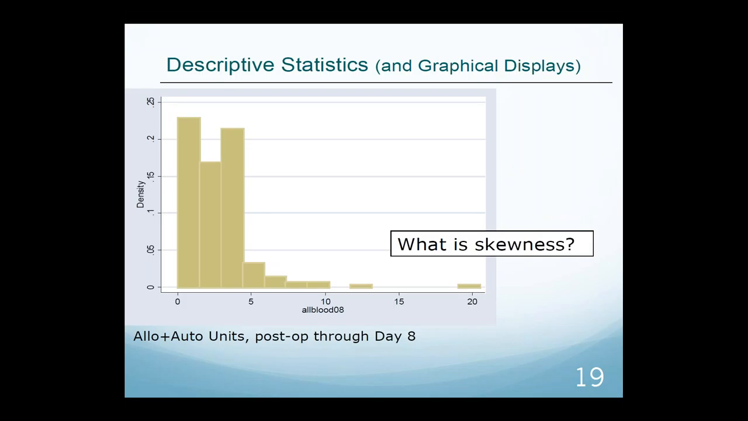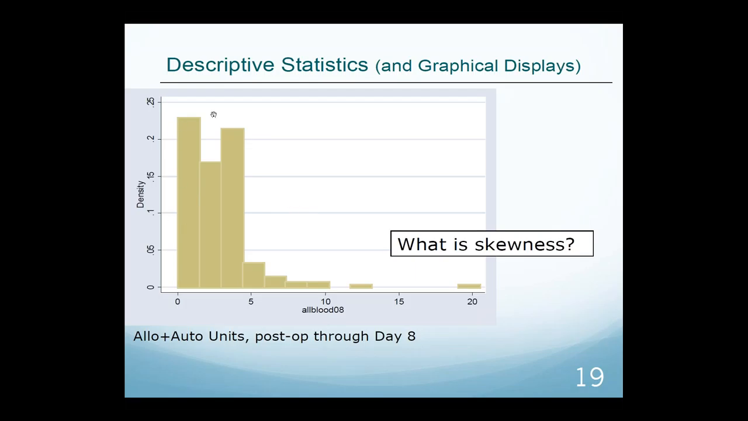So let's talk about some descriptive statistics. This is a density plot, and the x-axis shows the units of blood transfused to patients. Skewness is one of the descriptive statistics. Skewness measures the asymmetry of the distribution. So this is the distribution of units of blood transfusion, right?